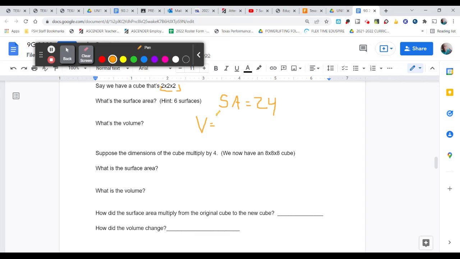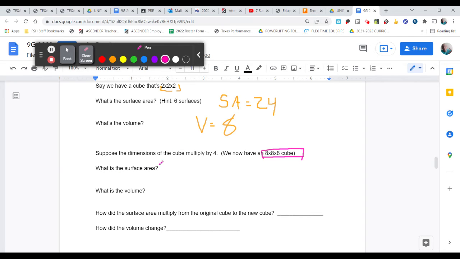Please don't think too hard. A cube, 2 by 2 by 2. It's 8. You multiply the dimensions, 2 by 2 by 2 for a cube, 8. All right. Thanks for coming. Appreciate you, man. So let's say the dimensions multiply by 4. So now we have an 8 by 8 by 8 cube.